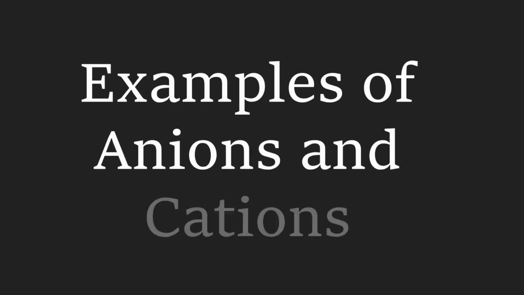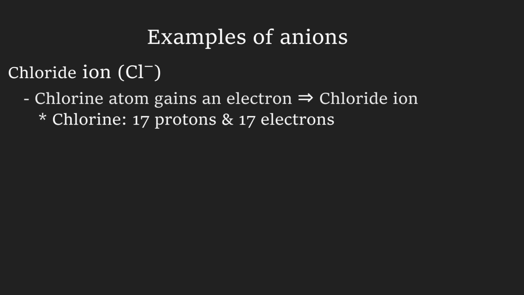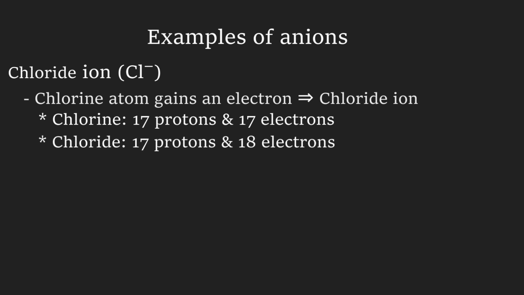Let's look at some examples of anions and cations. One example of an anion is a chloride ion. When a chlorine atom gains an electron, it becomes a chloride ion. Chlorine has 17 protons and 17 electrons. Now, when it gains 1 electron, it has 18 electrons, resulting in a -1 net charge. This makes it an anion.